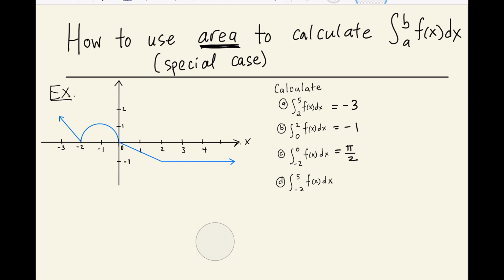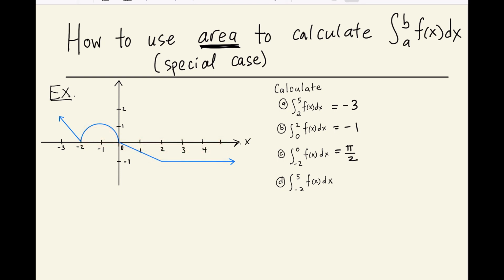Then the final integral we were asked to calculate is the definite integral from negative 2 to 5. That's all the way from over here to 5. So that's this area as well as the circle. If I had to shade that area, it would be this area. How do I calculate that area? Well, fortunately, I can just use my work from A, B, and C.